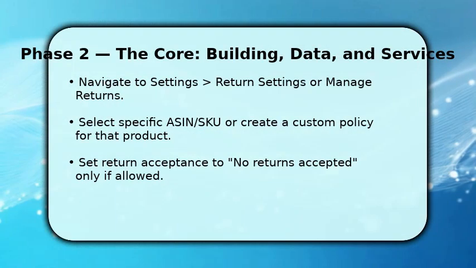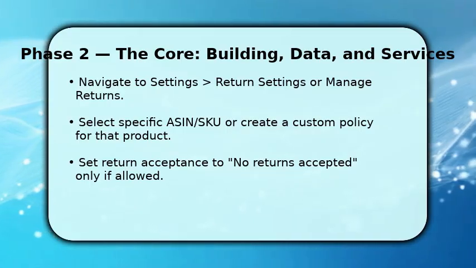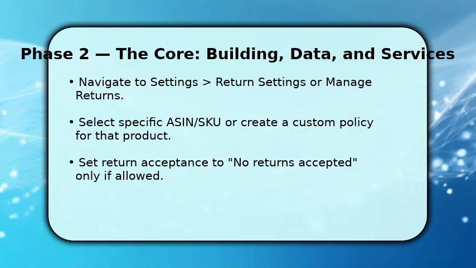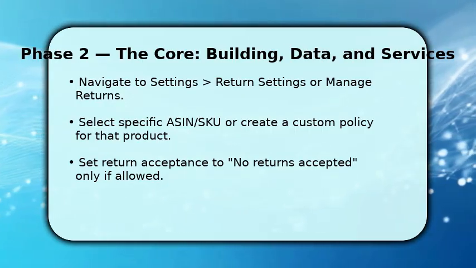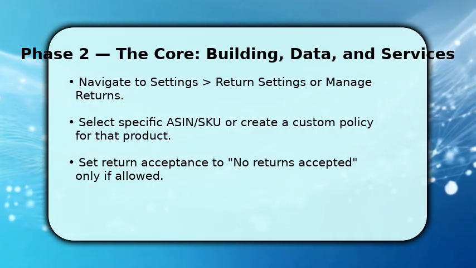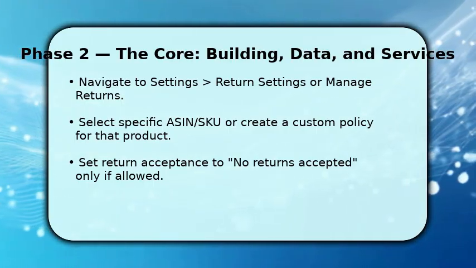Now you make the change. In Seller Central, choose Return Settings and either edit a global policy or create a product-specific policy. Select the ASIN or SKU, choose the option to not accept returns if the platform permits, and add a concise business justification in the policy note.